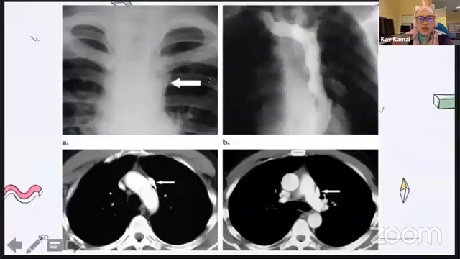And then we can also have a left-sided SVC. Usually our SVC is here, right? Here it has shifted over to this side. And if you see this, this is a fluoroscopic image of the great vessels, and the SVC is draining on the left side instead.